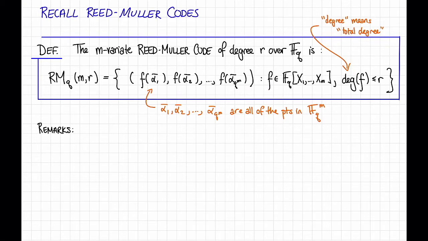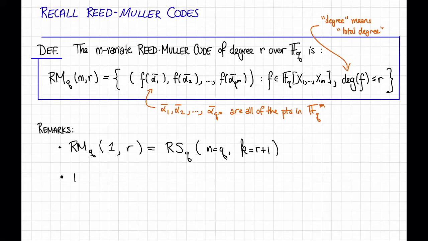First, as we just mentioned, Reed-Muller codes generalize Reed-Solomon codes. Reed-Solomon codes are just the univariate version. In more detail, the Reed-Muller code over Fq with 1 variable of degree r is the same as the Reed-Solomon code over Fq with block length n that is equal to q and dimension k that is equal to r plus 1.